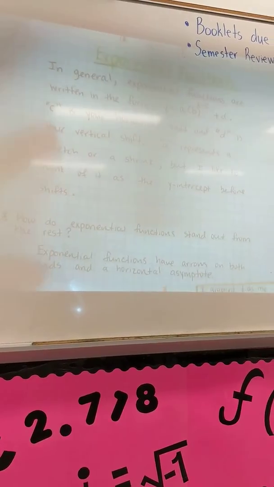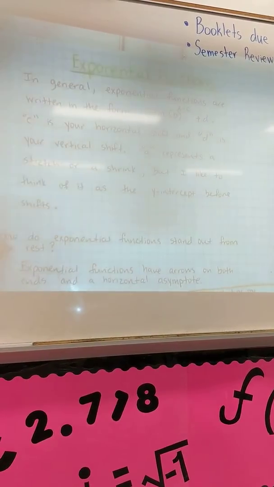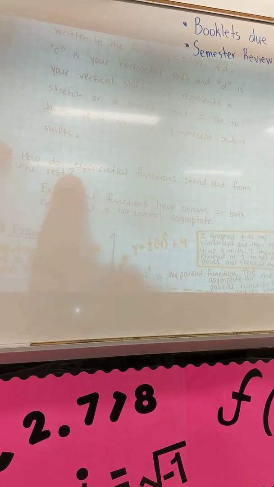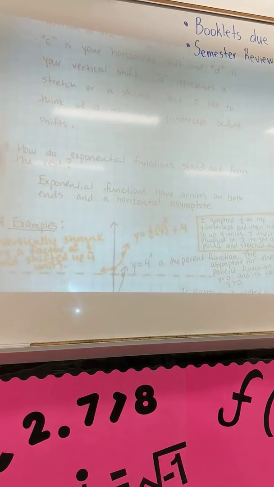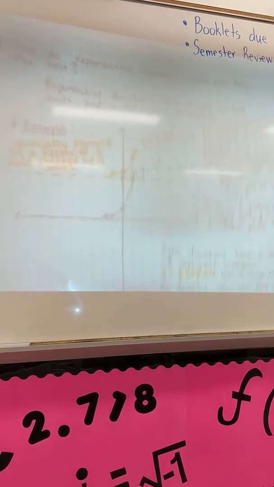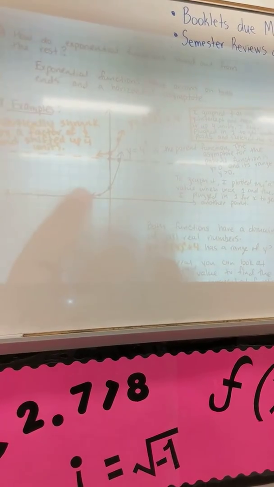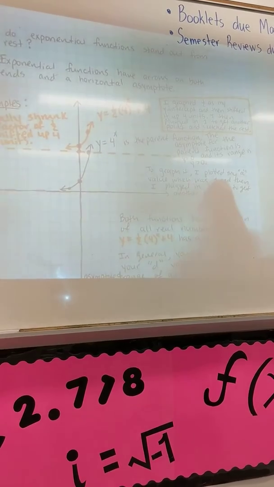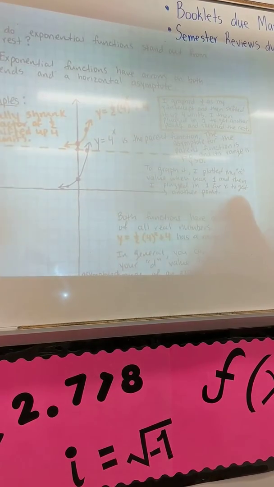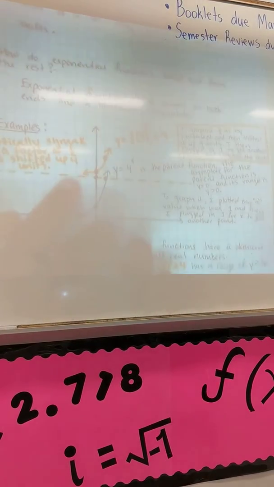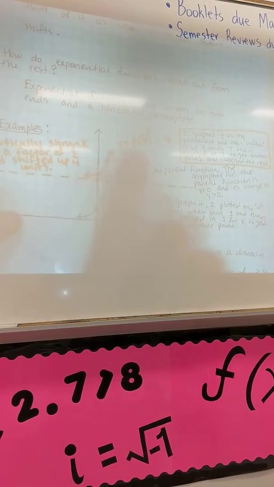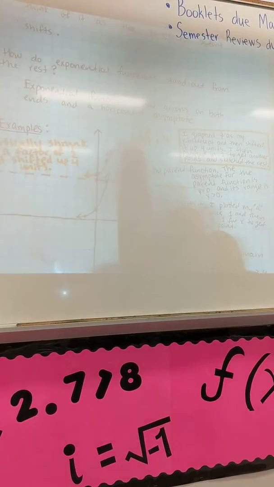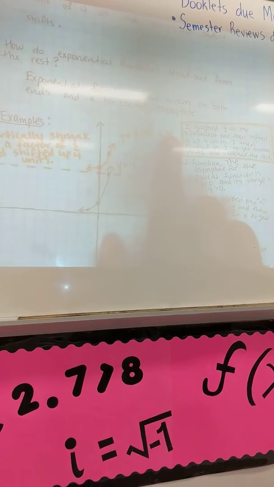So I did give a written example for my exponential function. I explained how it stands out from the rest. And then right here, I gave a parent function, y equals 4 to the x. To graph it, I plotted my a value, and then I plugged in x, and then I plugged in a transformation. Notice it has two transformations. It had a shrink and it had a translation up.